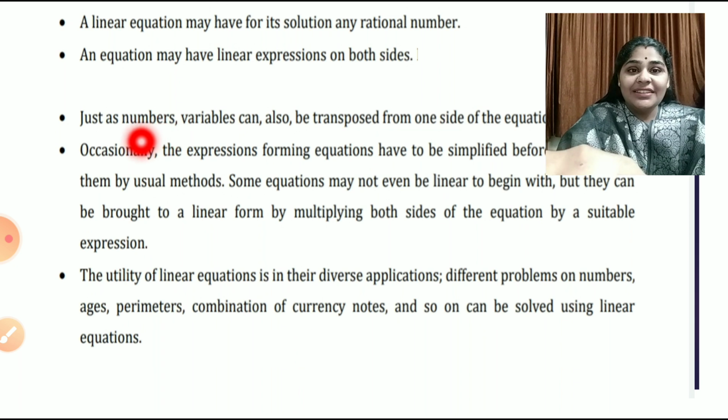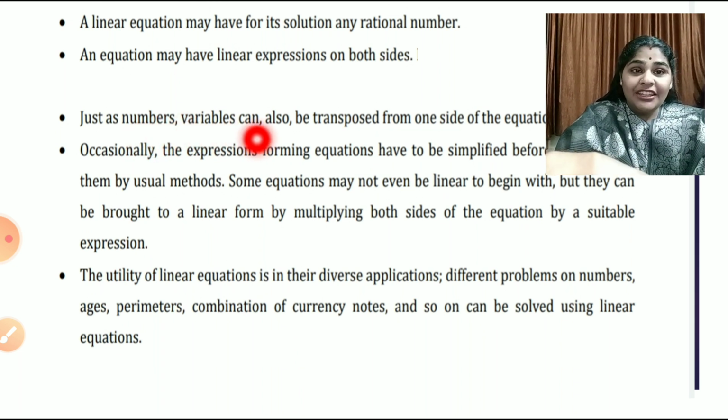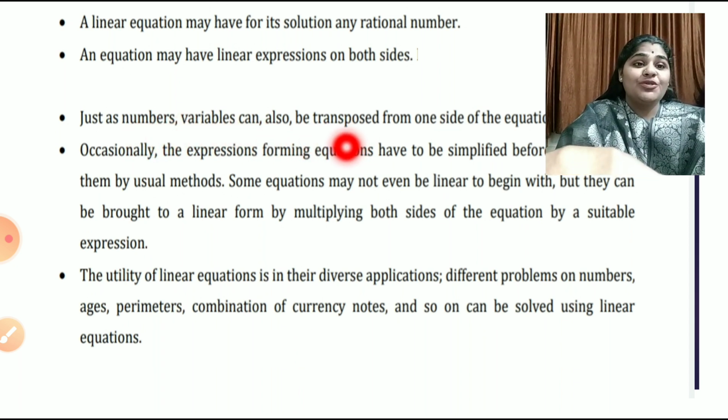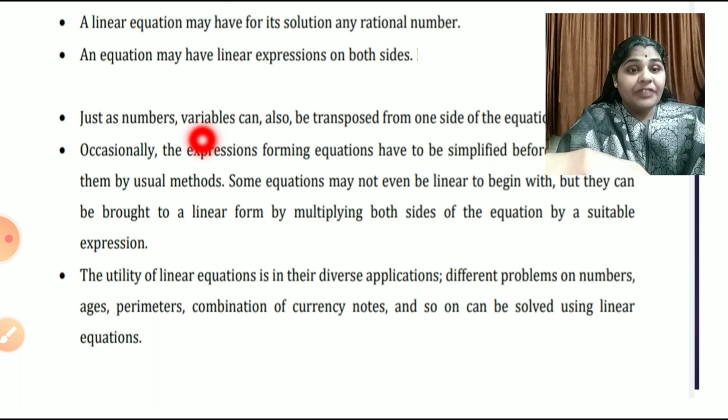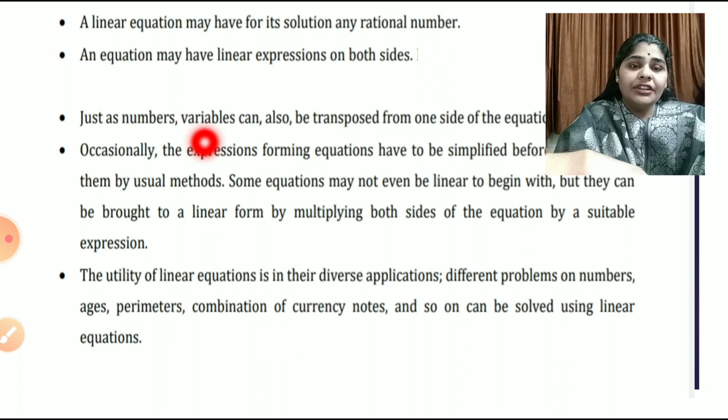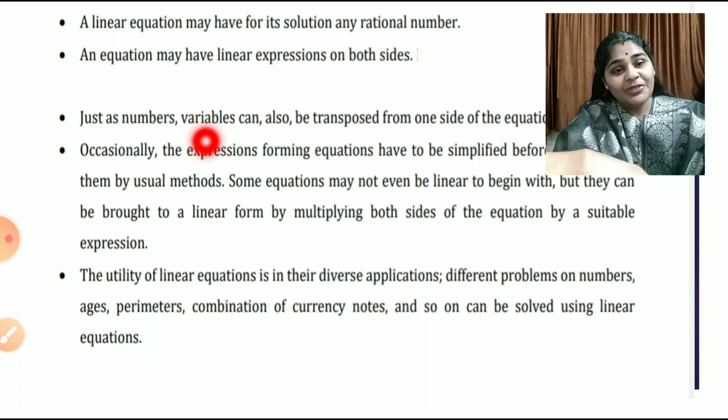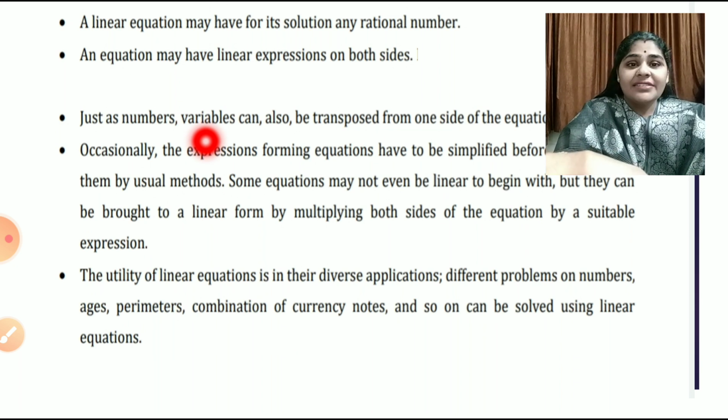Next one is, just as numbers, variables can also be transposed to one side of the equation. So, you know children, we have already solved so many sums, especially the ones where there were linear expressions on both sides. We have transposed the variables also to the other side. Okay, so at the end also we do like that, right? All the constants we bring to one side and all the terms with variables to the other side, right?